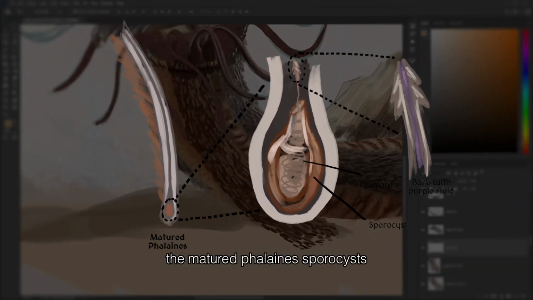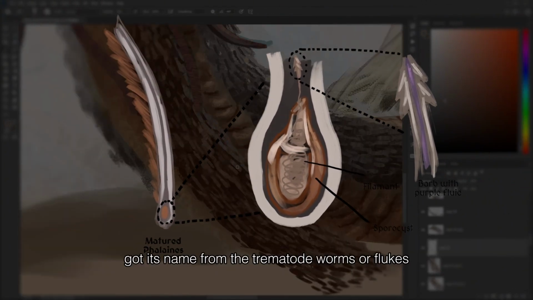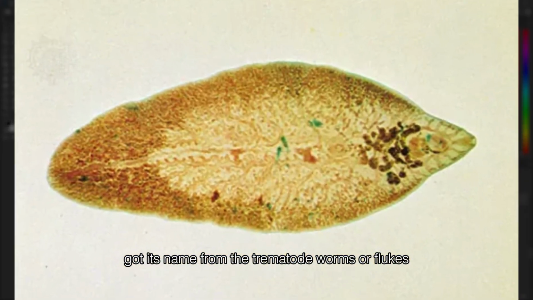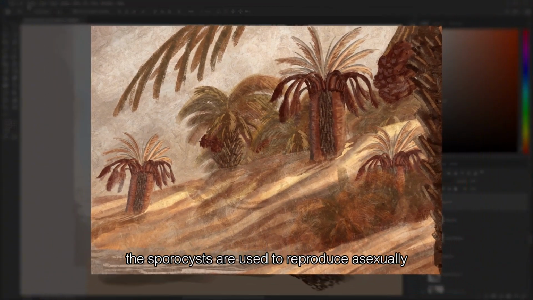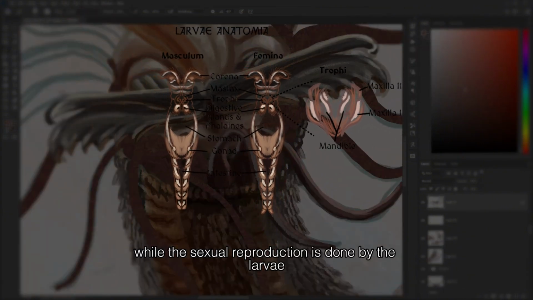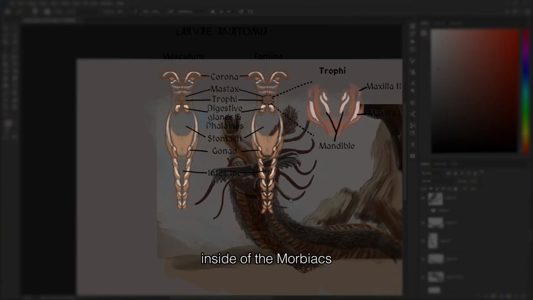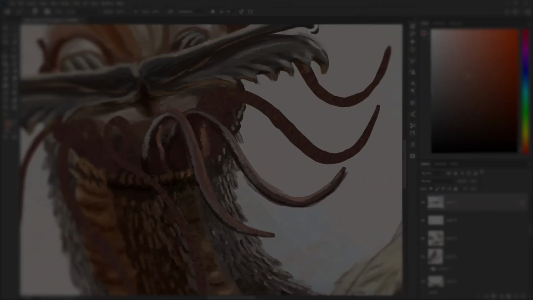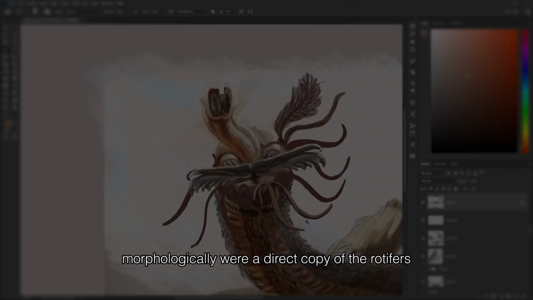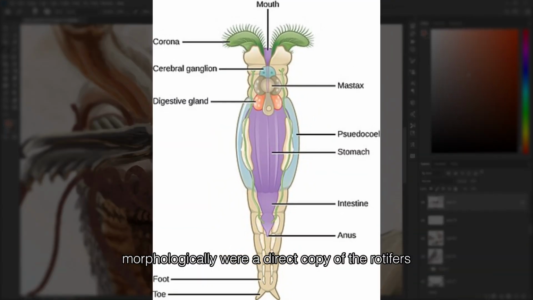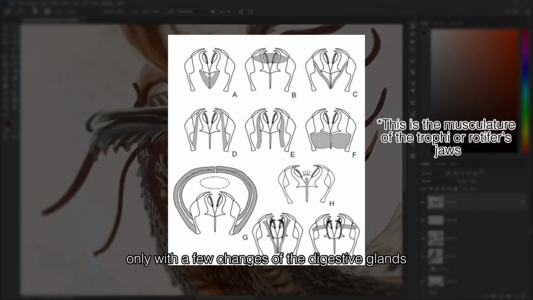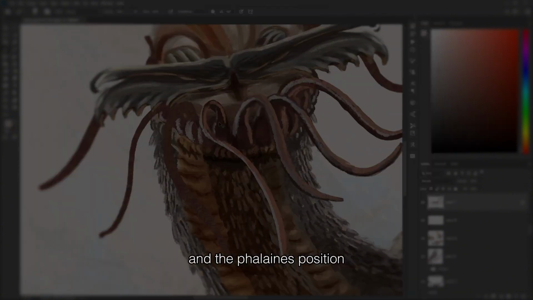The matured felians, sporocysts, got their name from the Trematode worms, or flukes. The sporocysts are used to reproduce asexually, while the sexual reproduction is done by the larvae inside of the morbiax, producing what will be the desert worm. The larvae morphologically were a direct copy of the rotifers, only with a few changes of the digestive glands and the felian's position.